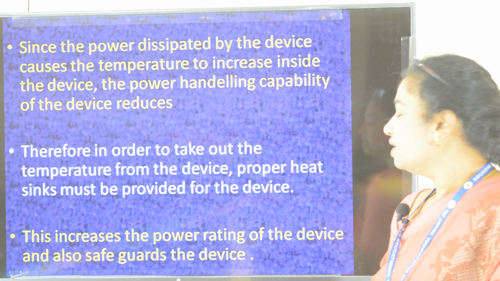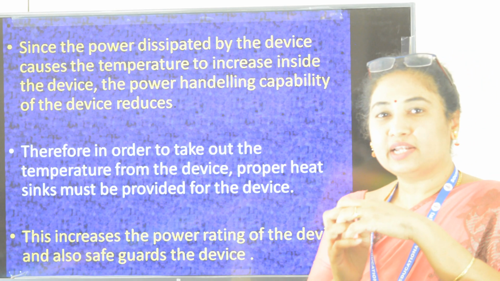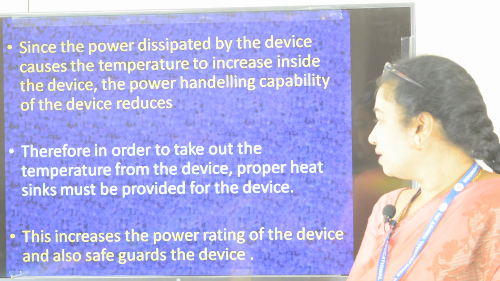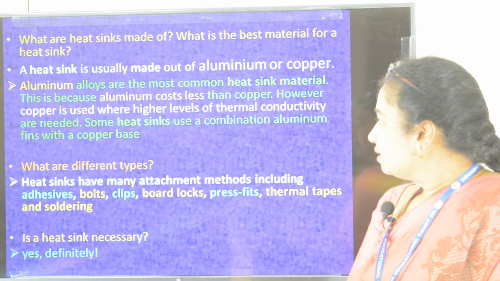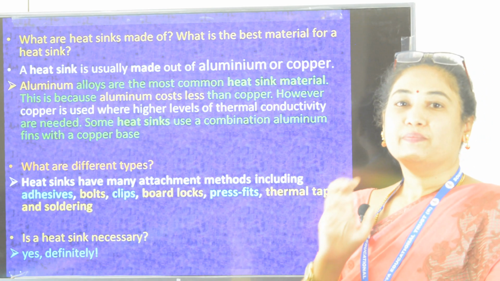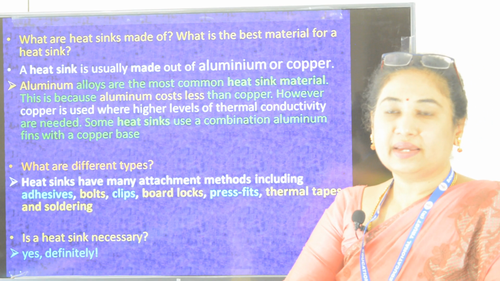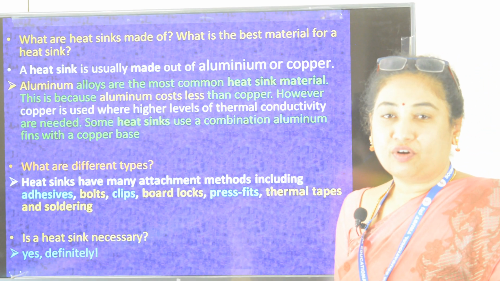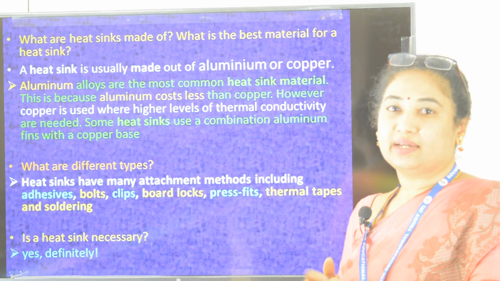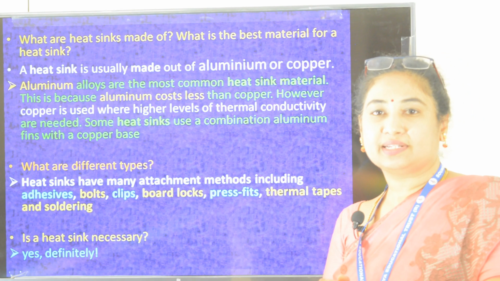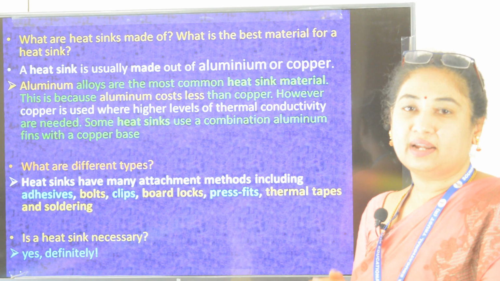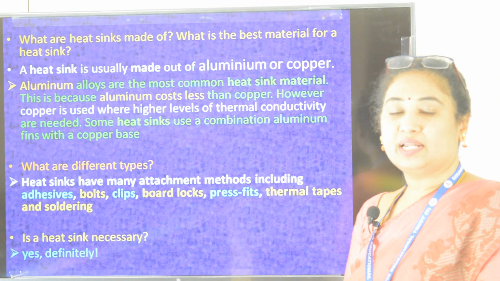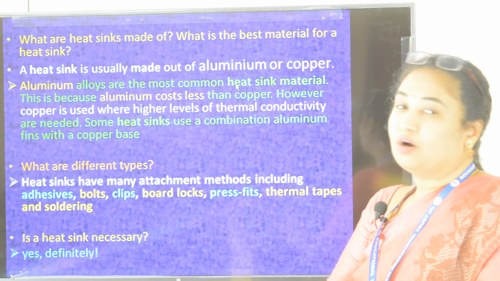So as a result, we need to properly ensure that the heat inside the system has to be eliminated or removed. So this is the main motto of using the heat sink. Now let us see what these heat sinks are made up of. Though this is not in our syllabus, we'll just know what exactly a heat sink is and what material it is made of. The heat sink is usually made from aluminium or copper.